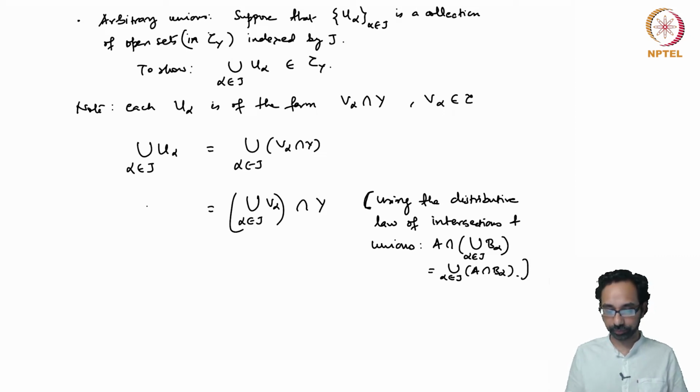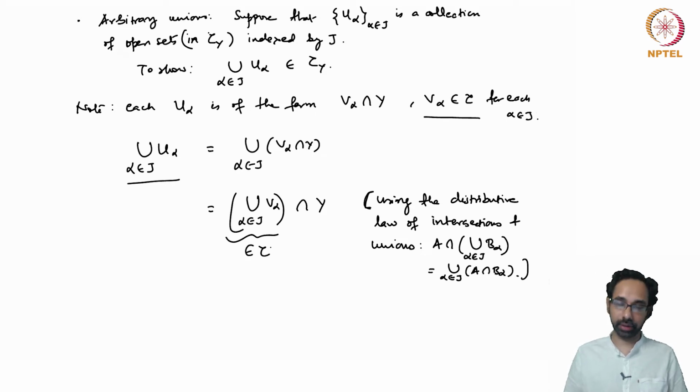So in our case, we have written the arbitrary union of U alphas as a union of V alphas, where V alpha, remember, is open in tau for each alpha. Now this belongs to tau because arbitrary unions of open sets are in tau. So again, this is of the form that we want. It is an intersection of an open set in tau and Y. Therefore this belongs to tau Y.